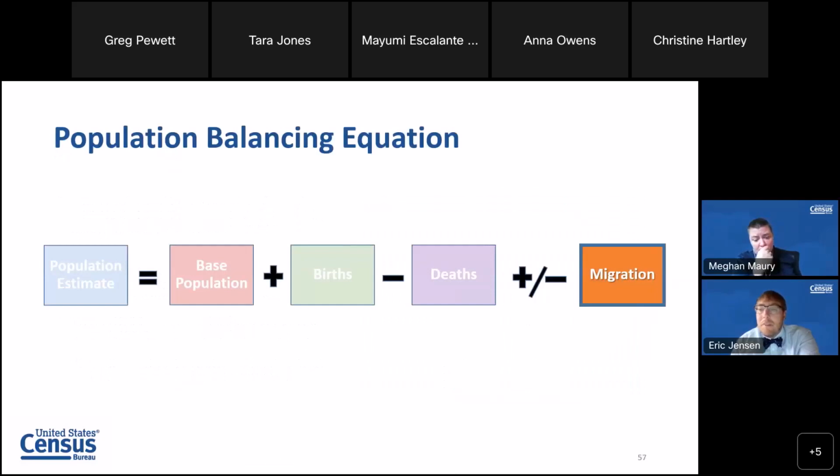So we also use administrative data, among other sources, to estimate migration. And we usually break migration into 2 parts, international migration and domestic migration.